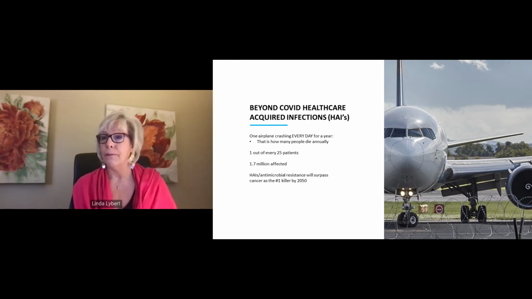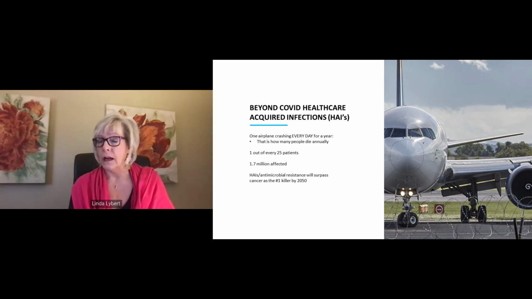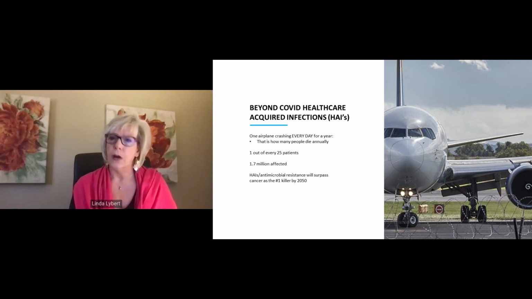And let's talk a little bit about the numbers. It's easy to say approximately 99,000 people die every year. That's a CDC number. And 1.7 million people will acquire at least one infection. But let's make it more graphic to give you a better idea of what 99,000 is. Imagine one airplane crashing every single day, killing everyone on board. That is how many people die from hospital-acquired infections every year.